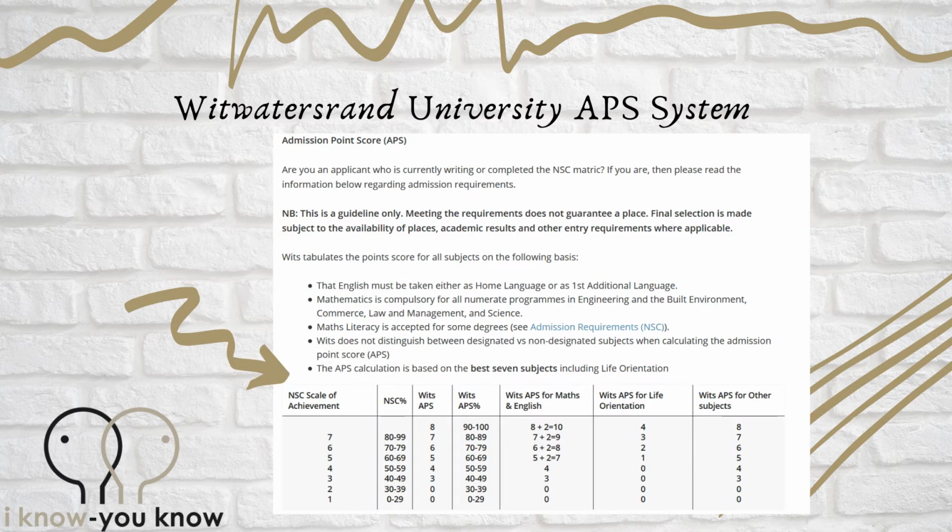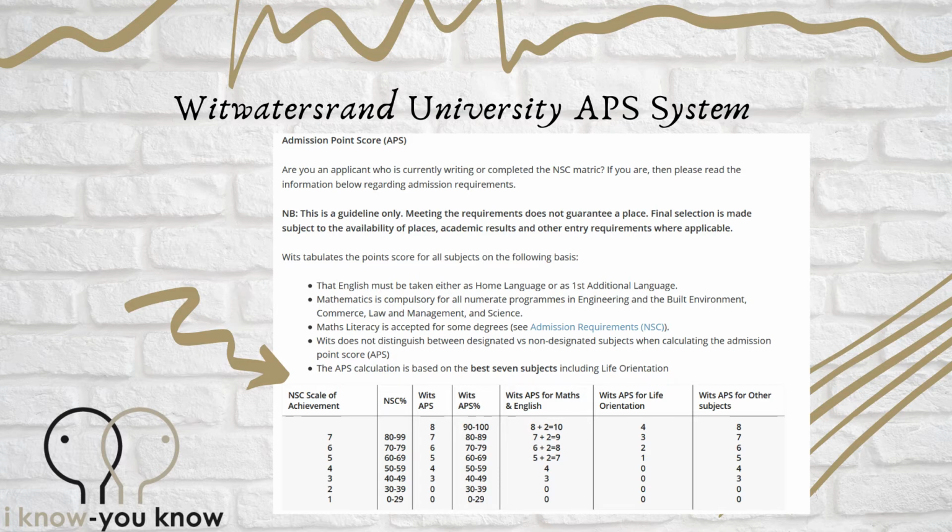Looking into another institution, I've looked at Wits as well, and the reason why I picked this out is because they actually have a different way of calculating their APS score, and I hope that this will highlight the fact that you still need to look at the specific institution that you want to apply to, because they might also be calculating it in a different way.